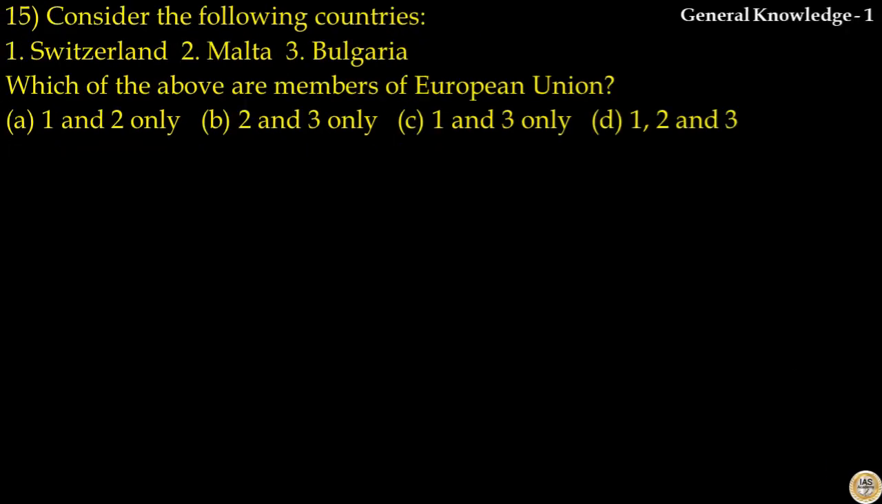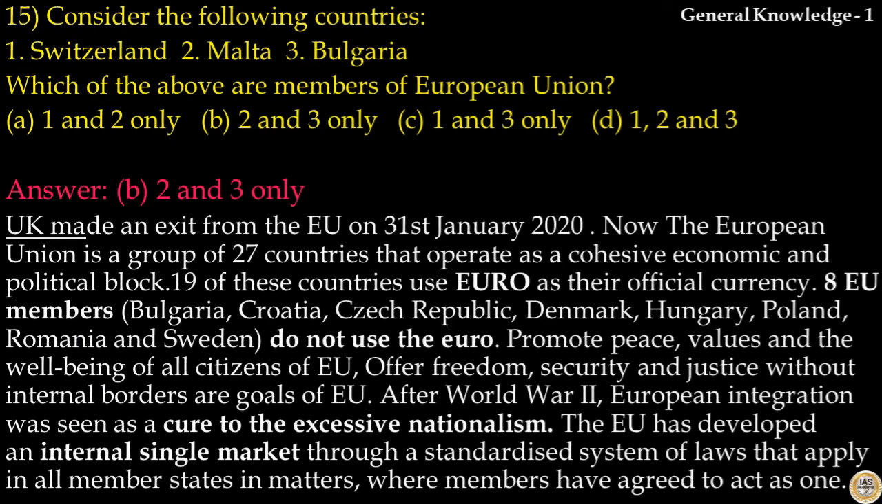Question number 15. Consider the following countries. Options are Switzerland, Malta and Bulgaria. Which of the above are members of European Union? Here answer to this question is option B, 2 and 3 only. That is Malta and Bulgaria.